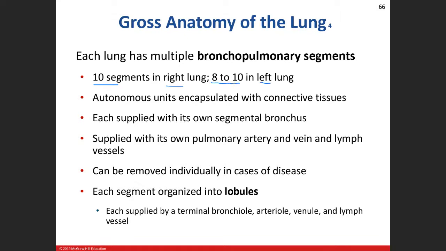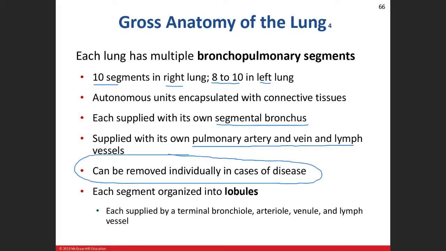But here's the important thing. Each of these segments has its own segmental bronchus supplying it and its own pulmonary artery, vein, and lymphatic vessel. But what I love about this is if one of those segments becomes sickly or damaged, cancerous, let's even say, or fibrosed, you can take that segment out without affecting the functionality of the other segments in the same lobe or adjacent lobes. It's pretty cool. It's really neat how this is all kind of wired up.